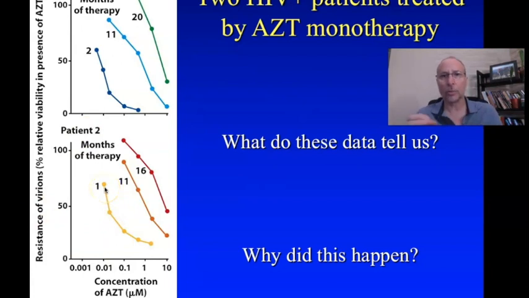Okay, so what you do then is you take these, you give it the different concentrations, and then you measure the proportion of the viruses that survive. And that's a measure of resistance to treatment. That's what this is, resistance of virions. This is the proportion that survive. Relative viability is the proportion survive relative to the controls.